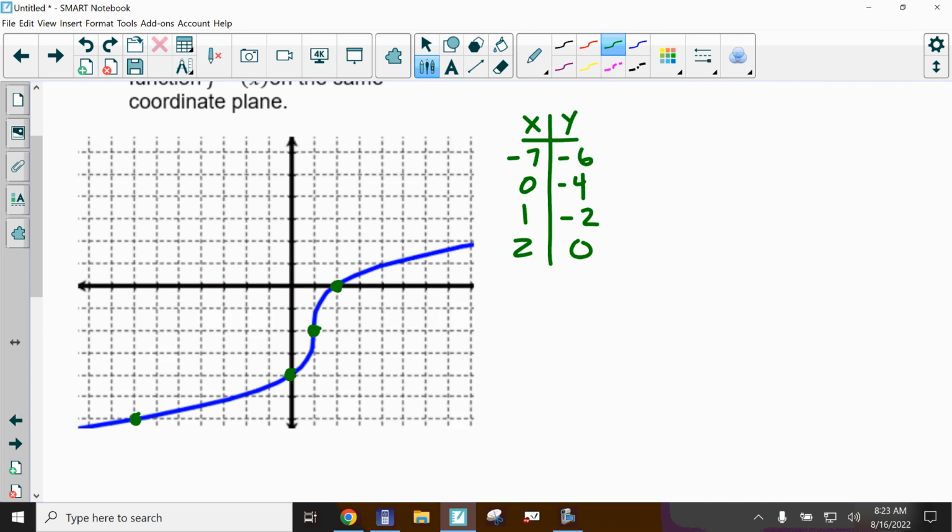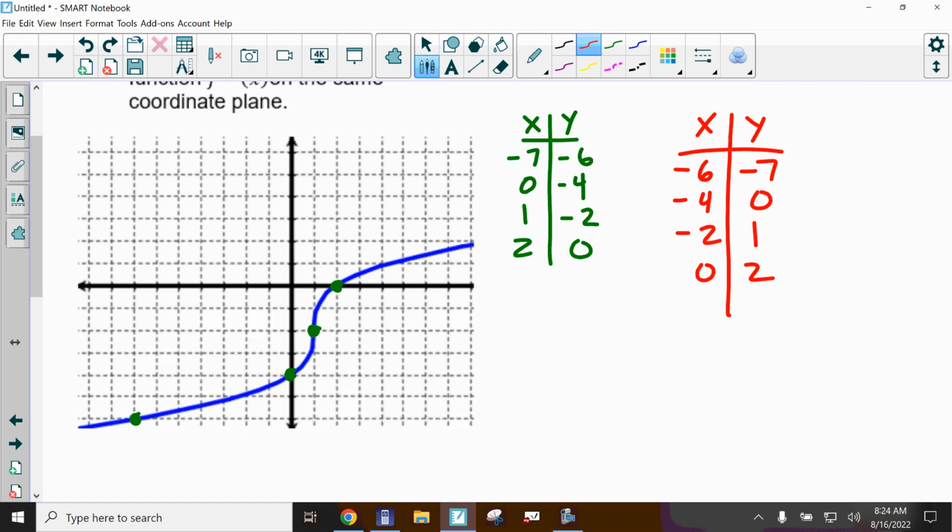So to find the inverse, the x and the y, we just have to flip. So I'm going to flip them like this. And I'm not talking about the signs. I'm talking about literally flipping their position. So the x becomes the y and the y becomes the x. So we should be able to plot these points now. So if I go to negative 6, 1, 2, 3, 4, 5, 6, and negative 7, 1, 2, 3, 4, 5, 6. So it's kind of off the chart.